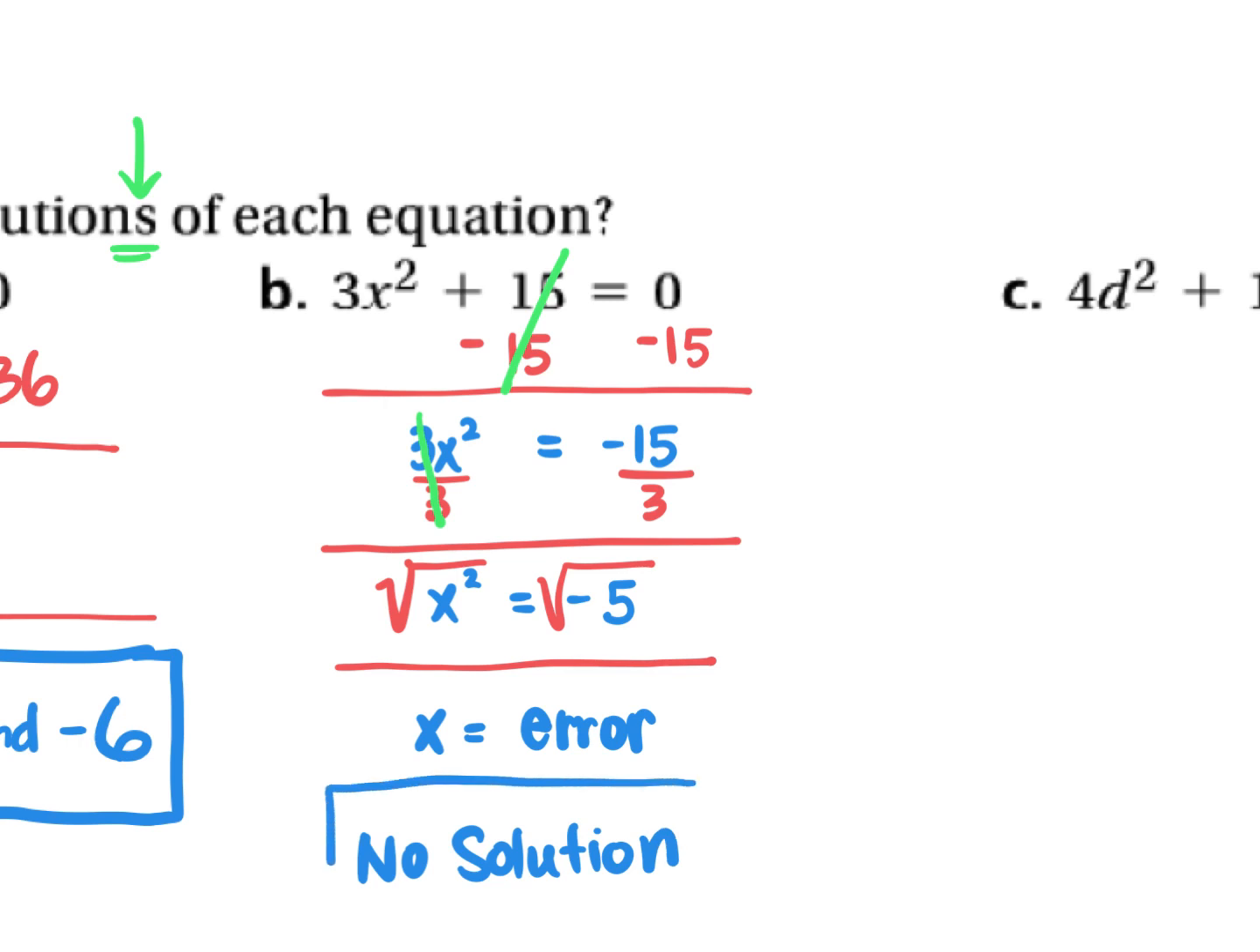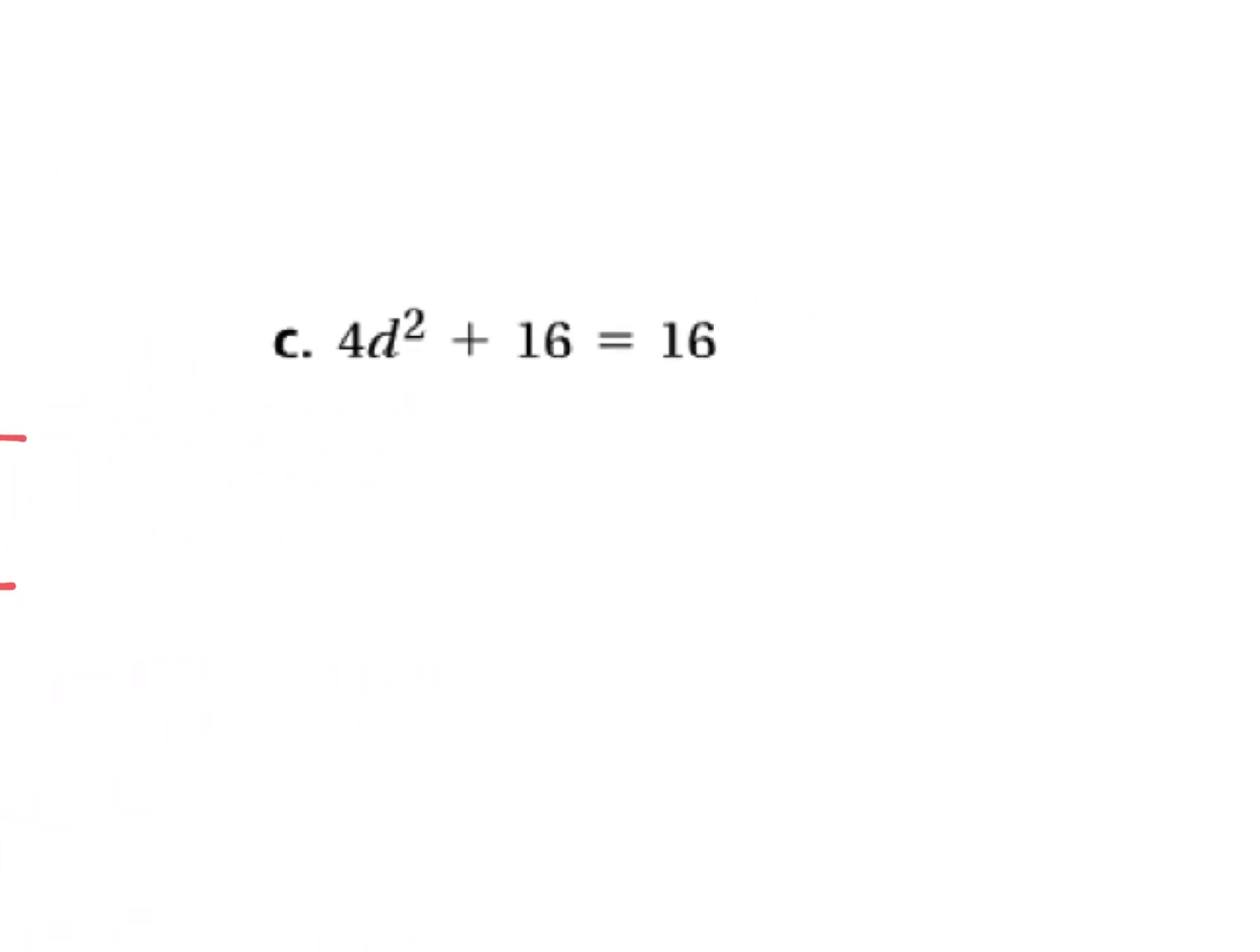So a lot of times there are two solutions, but in the case where you're trying to apply the square root of a negative number, no solution is possible. So this problem is not possible to solve. Let's move on to letter C.